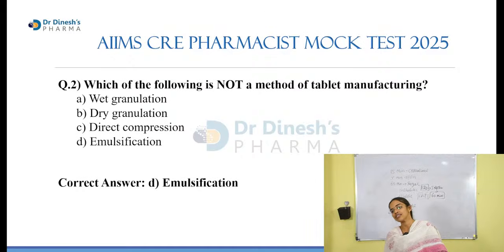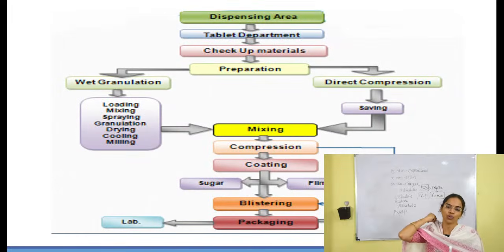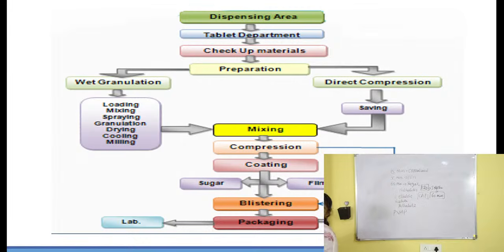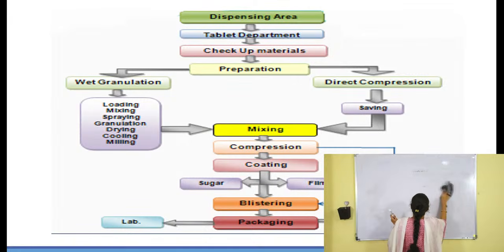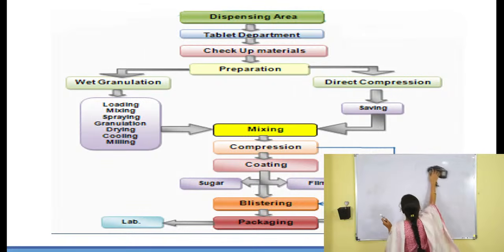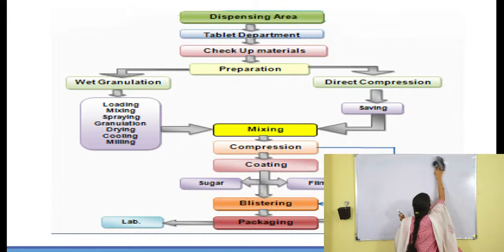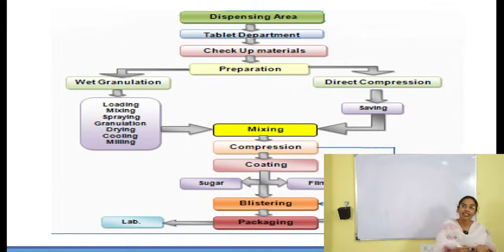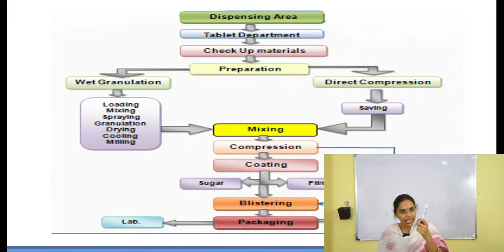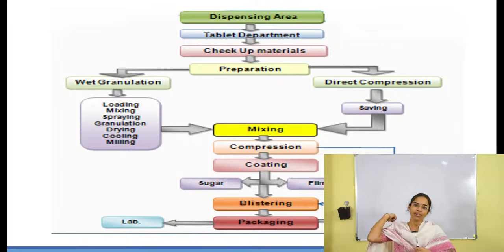Next slide, please. As we all know, there are 3 methods for the tablet manufacturing process. What are the 3 methods of tablet manufacturing? Dry granulation, wet granulation, and direct compression. These 3 are the various methods of tablet manufacturing.